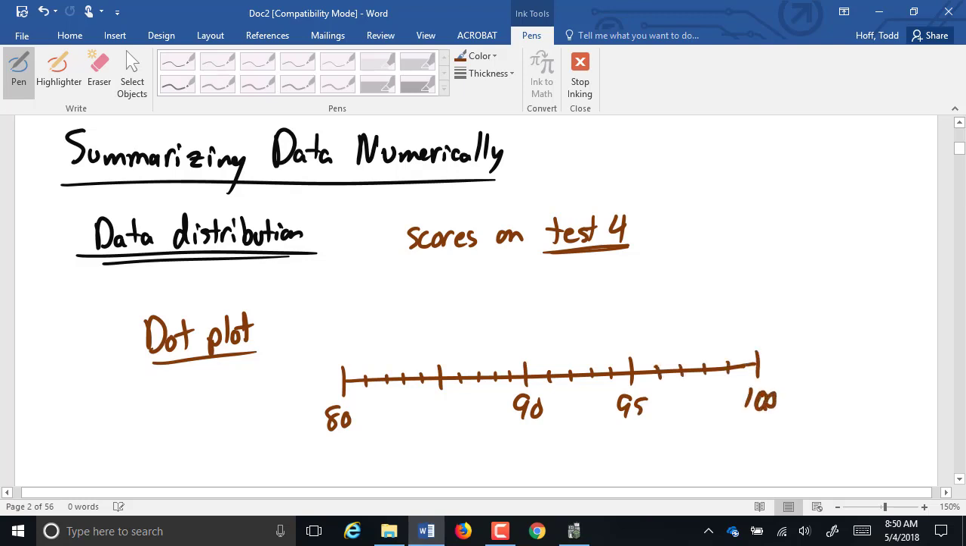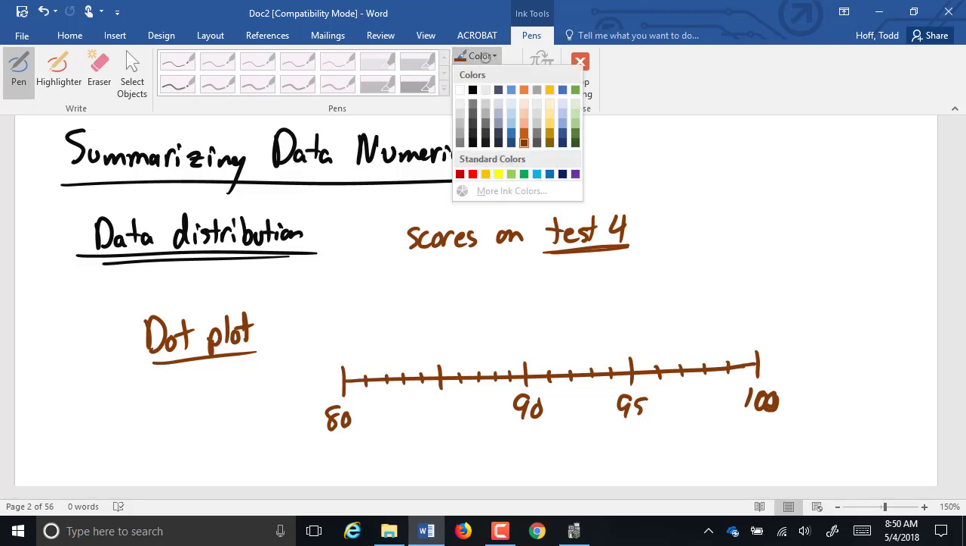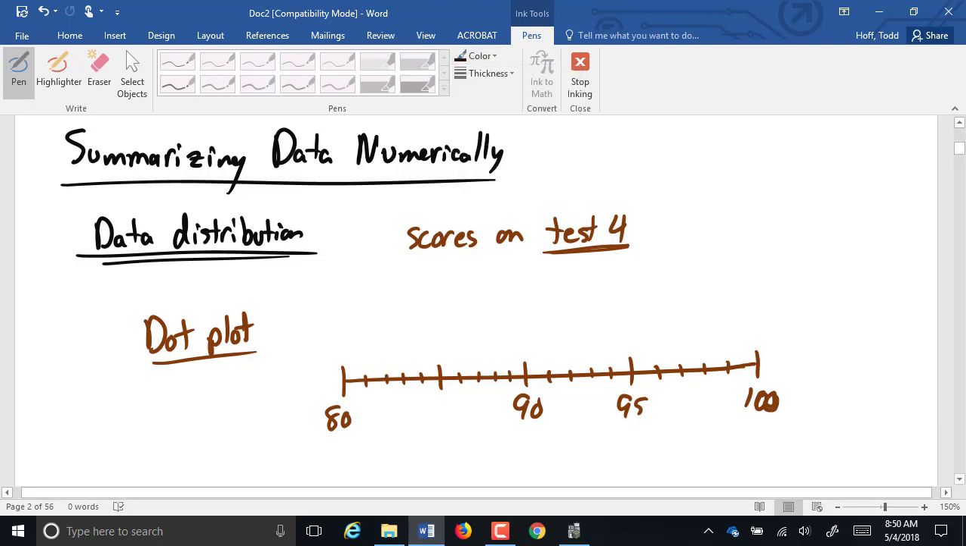And of course, the highest score would be 100. So what we'd do is we would actually take those tests and when we grade them and score them, plot them on here. Let's say the first test scores 91. The second test scores 87, so put a dot above the 87. The next one's a 95, then a 96, then a 92, and another 91.